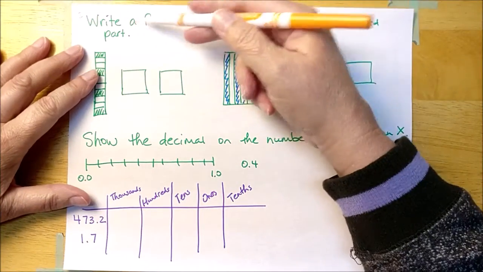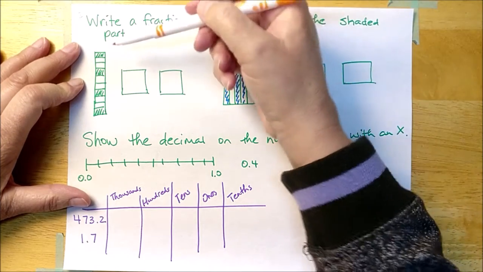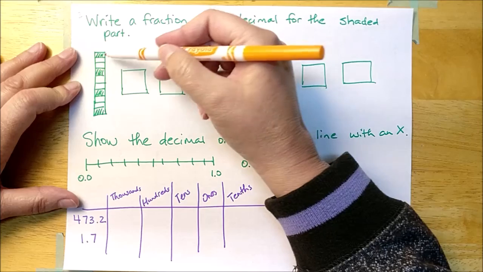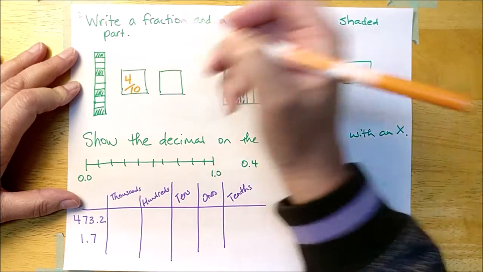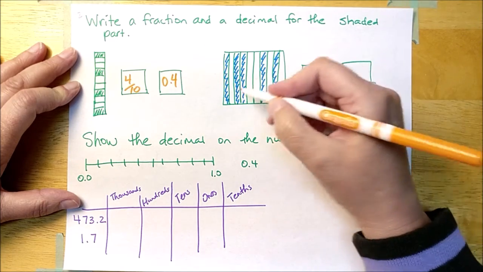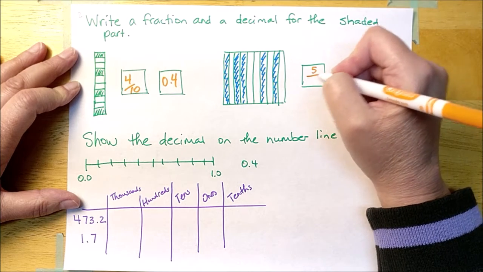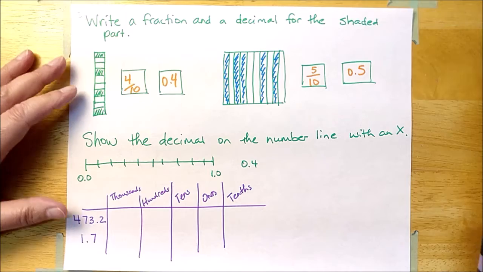It says, please write a fraction and a decimal for the shaded part. So you have to look at what's shaded. They're all out of 10, so you don't have to count. 1, 2, 3, 4. There's 4 tenths. That's how I'd write it as a fraction, and that's how I'd write it as a decimal. Here I have 1, 2, 3, 4, 5 colored in, so that would be 5 tenths and 5 tenths. So that's what they would like you to do for there.